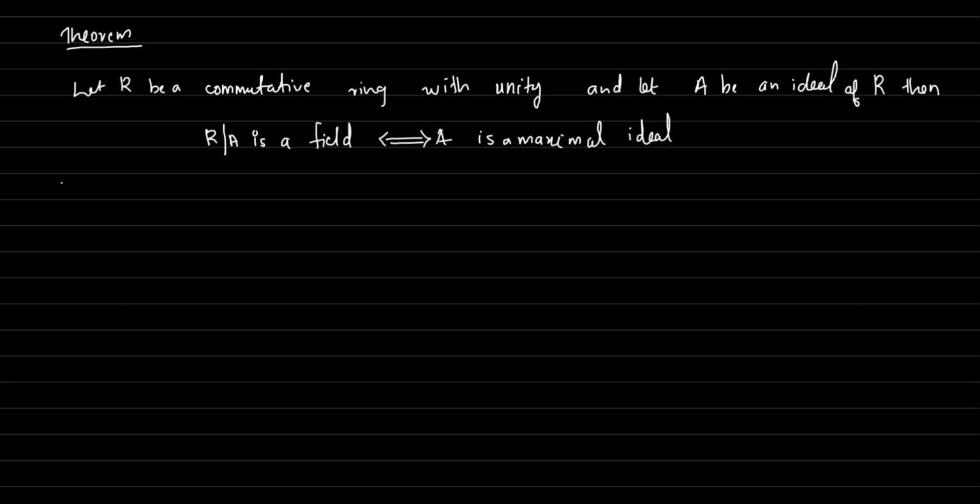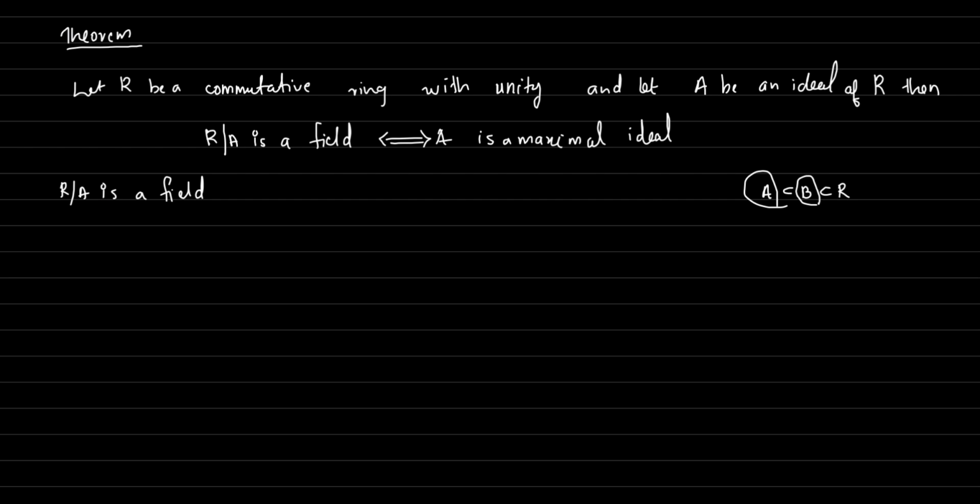Now we are assuming R over A is a field, and we need to prove that A is a maximal ideal. To prove this, we know that an ideal A is maximal if there does not exist an ideal B such that A is properly contained in B and B is properly contained in R. If there does not exist such a B, then we can say that A is a maximal ideal.